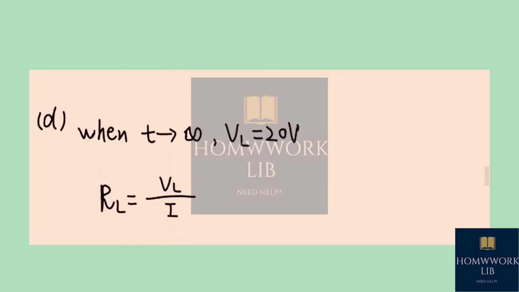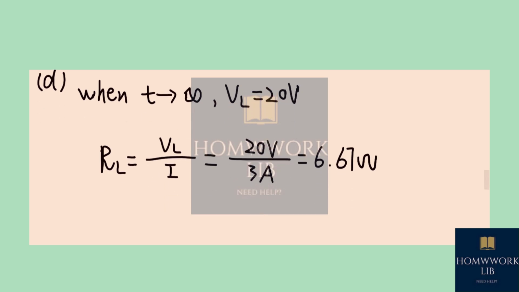And for question D, when t becomes infinity, VL is 20 volts. So therefore the resistance of the inductor should be equal to VL over I, which is 20 volts over 3 ampere. And this will give us 6.67 ohm for the resistance of the inductor.